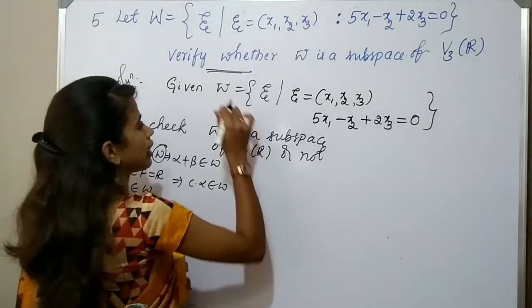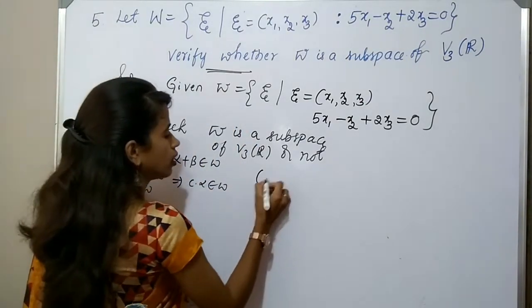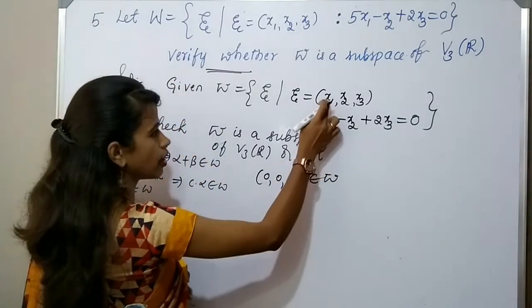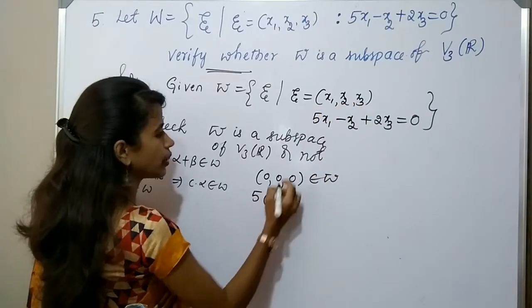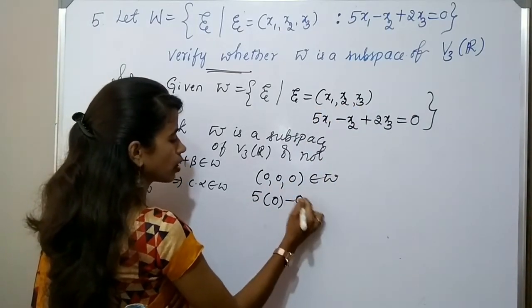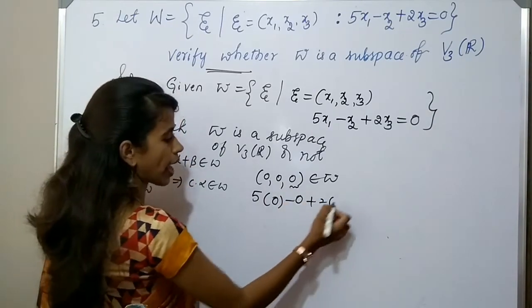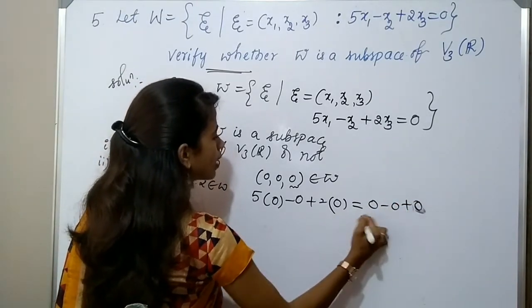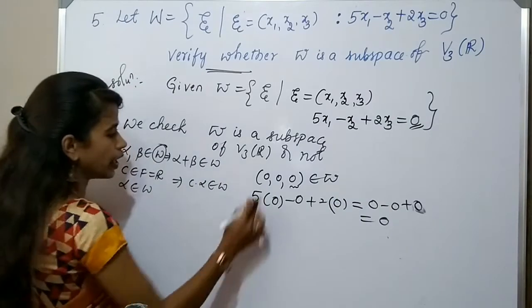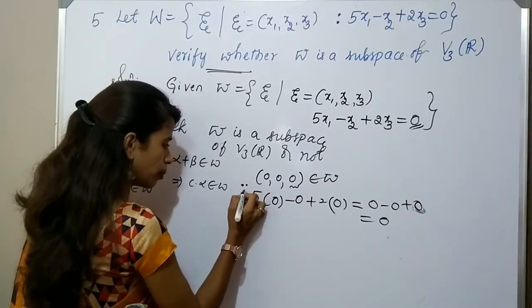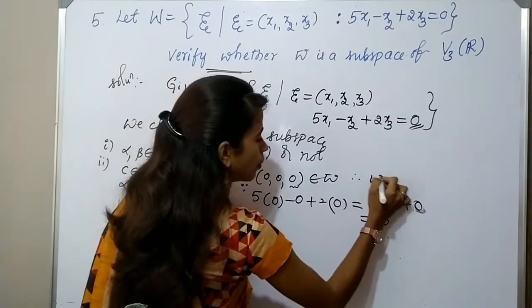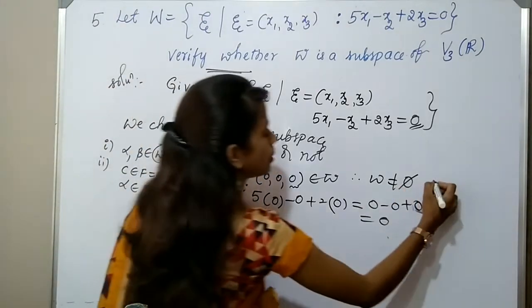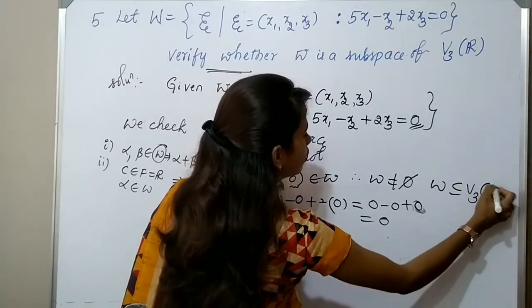Now, is this set non-empty? (0, 0, 0) clearly belongs to W. Why? Because (0, 0, 0) is in the form (x1, x2, x3), a triplet. And also 5 times x1 is 0, minus x2 is 0, plus 2 times x3, in place of x3 we have 0. So 5 times 0 is 0, minus 0, plus 2 times 0 is 0. The answer is 0. So clearly it is equal to 0. Therefore (0, 0, 0) clearly belongs to W. So W is non-empty, in fact a non-empty subset of V3(R).